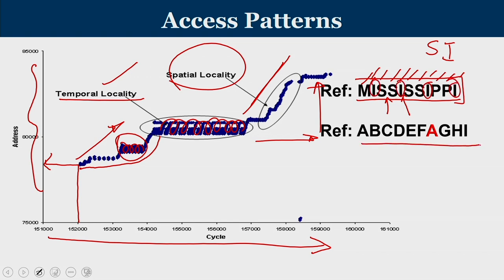Whereas, if you look at this string, you can see that every address corresponds to a location, and A and B may be nearby locations. I am going to access the adjacent addresses only. That is the whole idea of spatial locality.